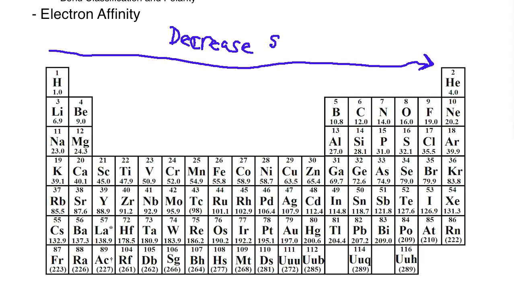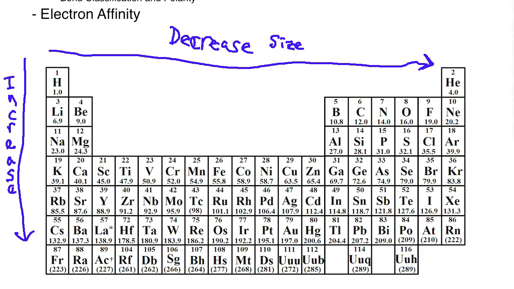So we're going to decrease in size as we're moving this way, and then as we're going down this way, we are going to increase in size as far as the atoms go. Alright, so let's knock the easy one out first. Why do we increase in size as we go down the periodic table? So in other words, why is hydrogen smaller than lithium, and lithium smaller than sodium, and sodium smaller than potassium, and so on and so forth?